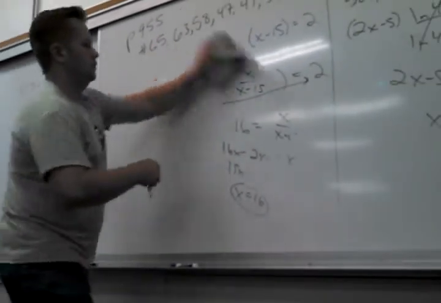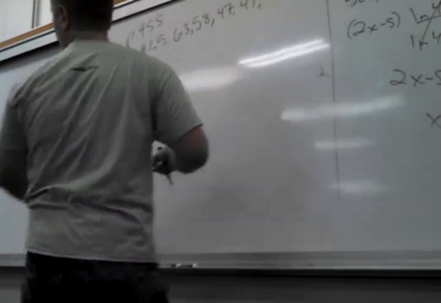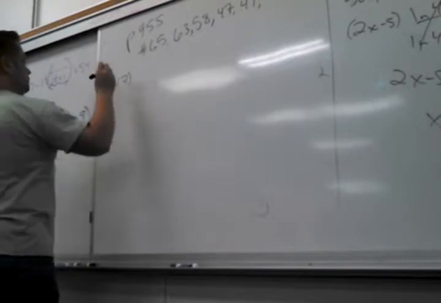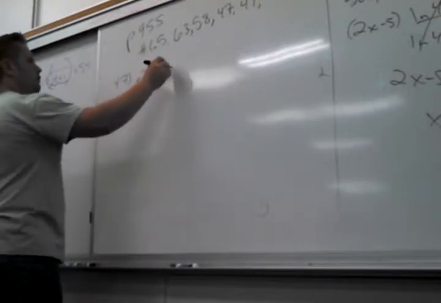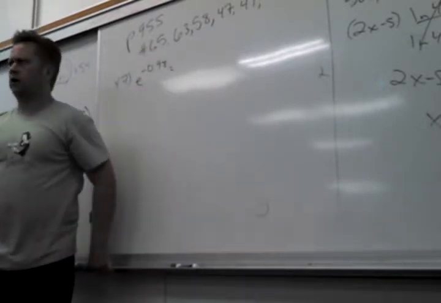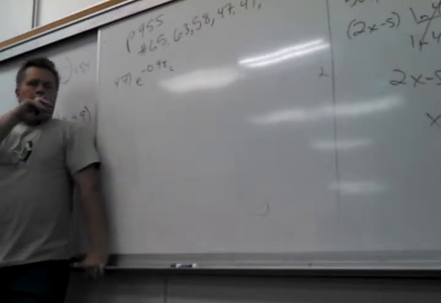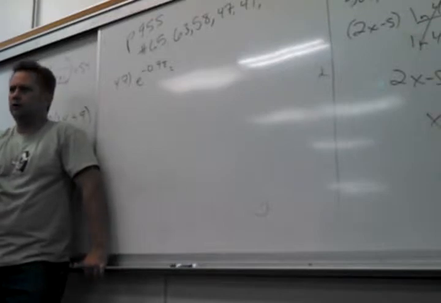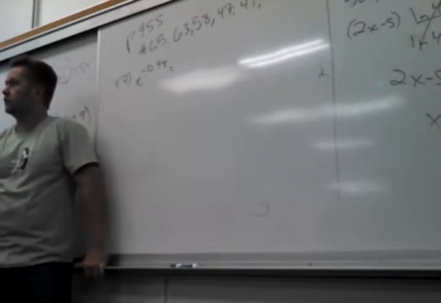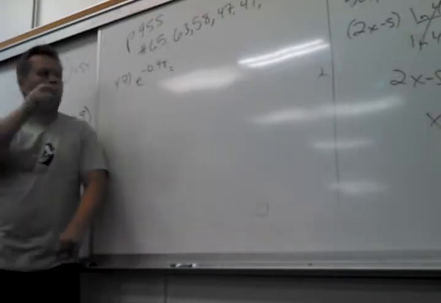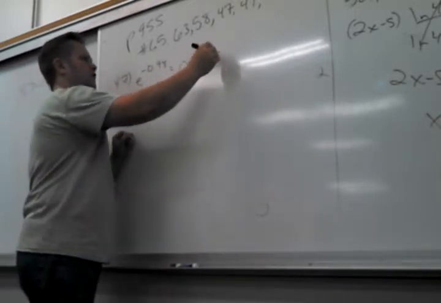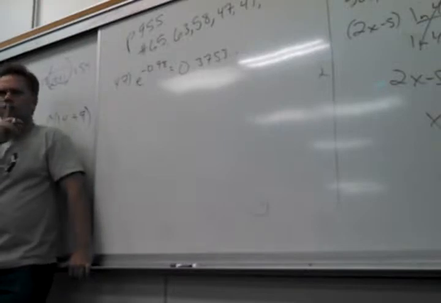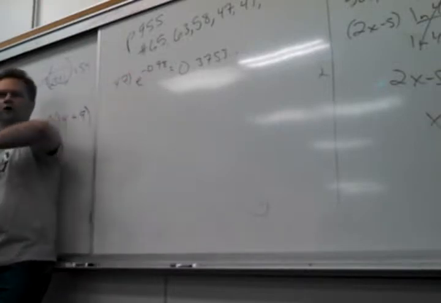So what about 47? I like that. 41, I'll do 41 in a minute. This is just, can you find your E button and use it correctly? So what do you get? 0.3753? Yeah. Okay, cool. Which makes sense. That would be 1 over e roughly. So it's 1 over almost 3.